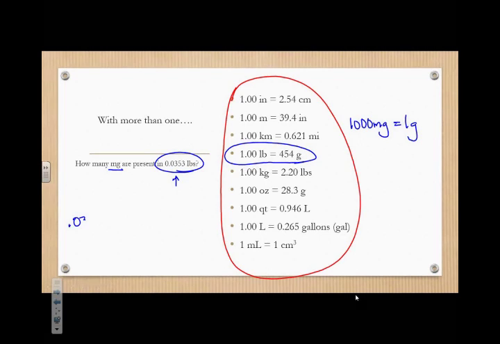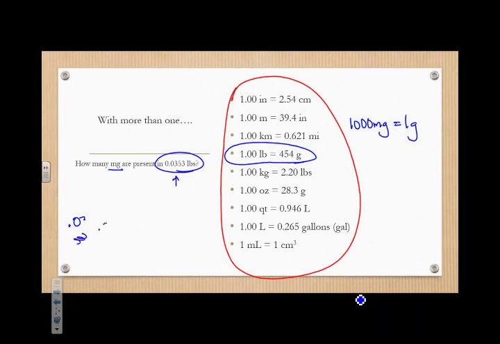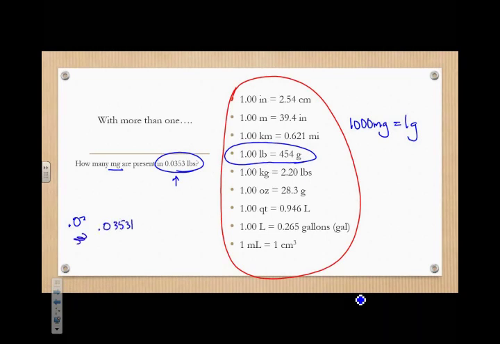My screen has decided to be not pleasant to me. Oops, and now it's really not. Oh, there we go. So I've got 0.0353 pounds.